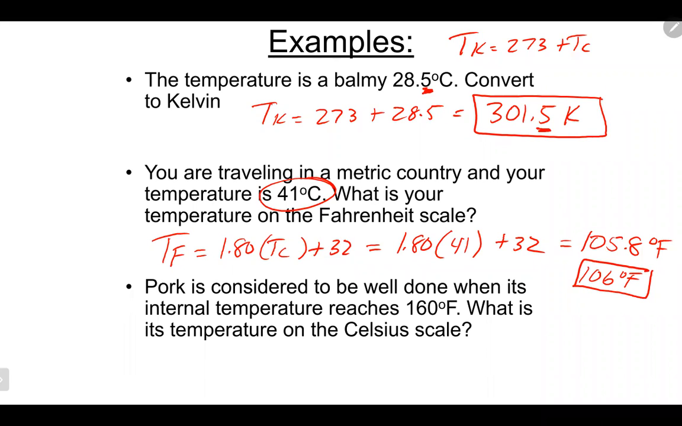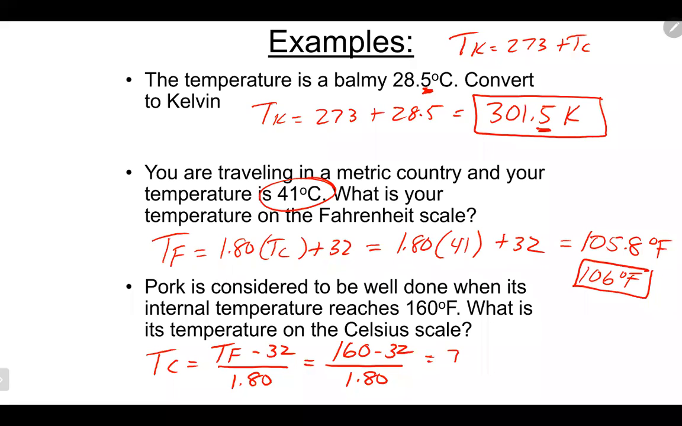Lastly here, we got some pork that's been cooked to 160. What is that in Celsius? So our temperature in Celsius equals the temperature in Fahrenheit minus 32, divided by 1.8. Putting in our numbers, 160 minus 32 divided by 1.8. We take 160 minus 32, hit equals, divided by 1.8, hit equals. That gives us 71.11, a whole bunch of ones, degrees Celsius.